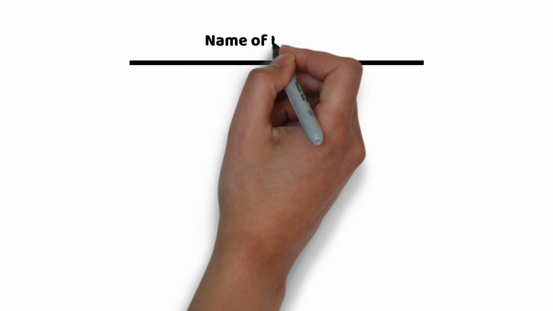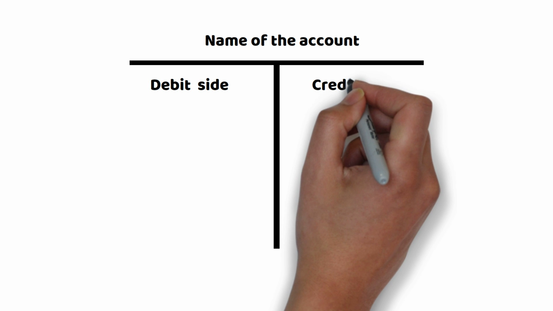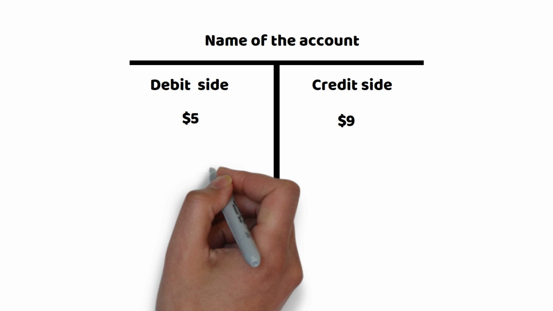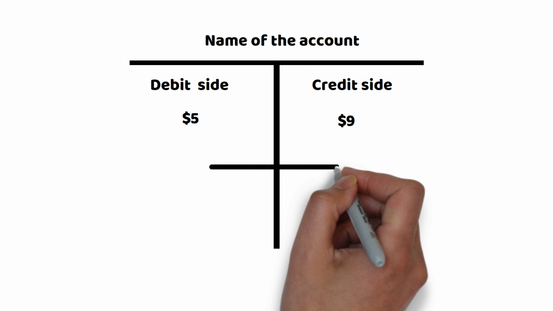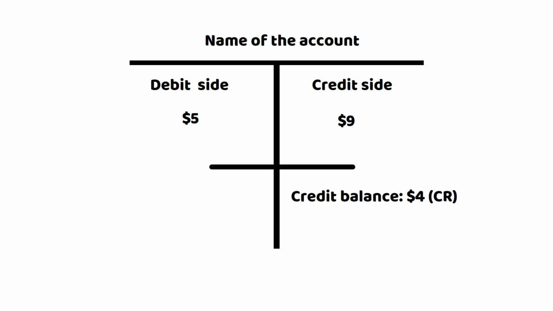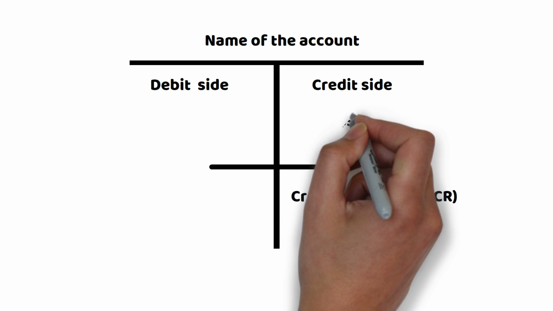We are going to take a look at the T accounts. On the top of the T horizontal line, there's the name of the account. On the left side is the debit side. On the right side is the credit side. Suppose you have a debit of $5, a credit of $9. So the net effect is that you're going to have a credit balance of $4. So that's how you report a $4 credit balance.